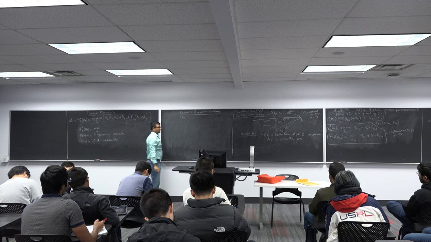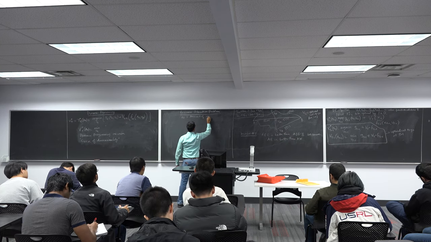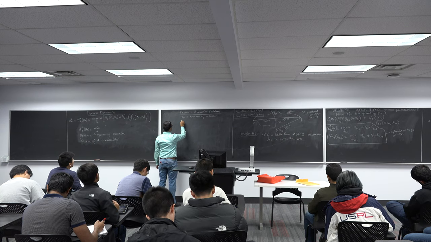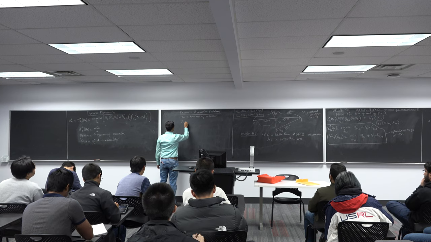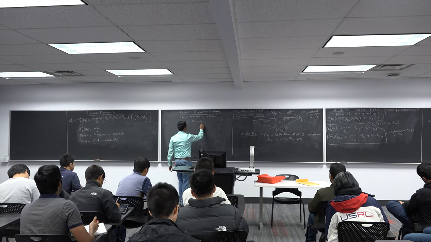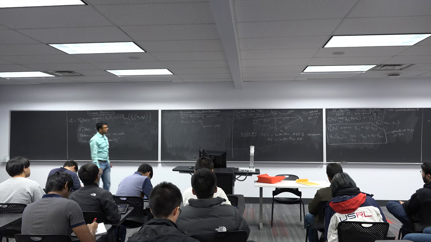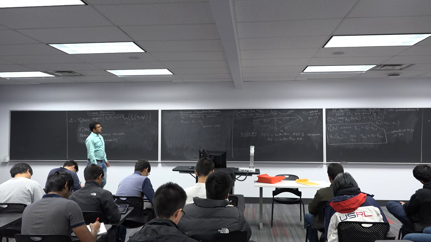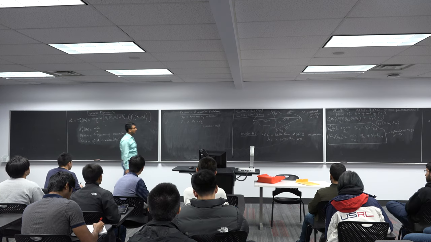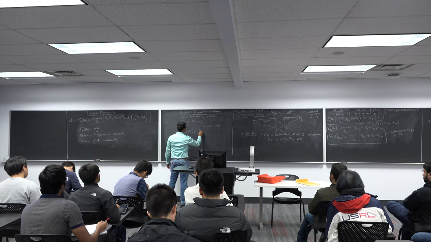I have x naught amount of resource at the beginning of time. So at every point of time, I have to invest ut amount of resource. So the leftover resource is xt minus ut. So ut is the resource spent. And at every time when I spend the resource, I get some benefit. I get some profit, I get some enjoyment. And that enjoyment, satisfaction, is log of ut.